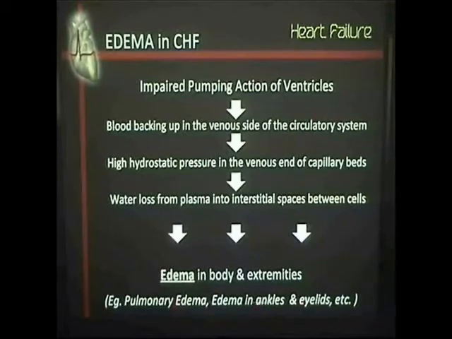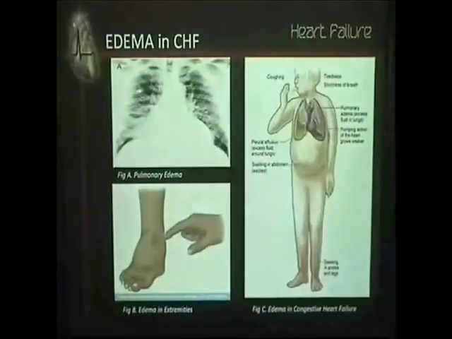As you can see, these are the types of edema that could happen in congestive heart failure: pulmonary edema or lung edema, edema in the ankles, and a classic sign of congestive heart failure, the edema of the eyelids. These are all the types of edema that could happen in congestive heart failure. As you can see, this is the X-ray of pulmonary edema. You can see the fluid here that shows the edema of the lungs, and you can see the edema in the ankles and the extremities, especially in the ankles since there is gravity.